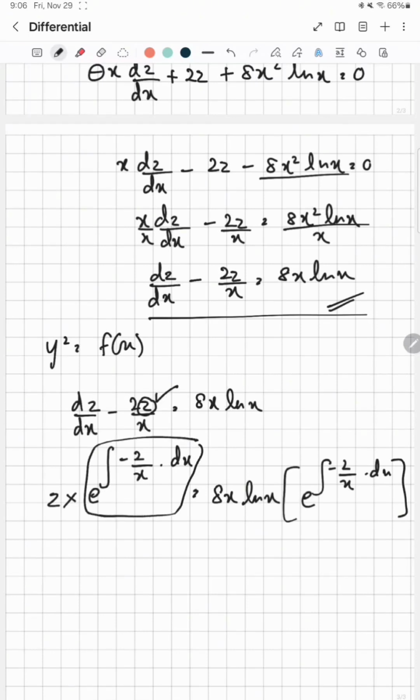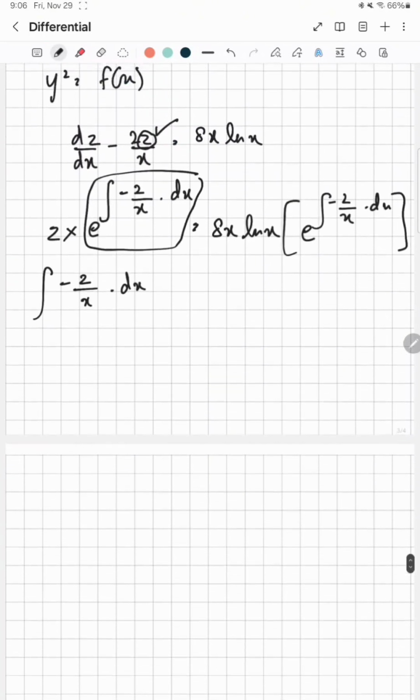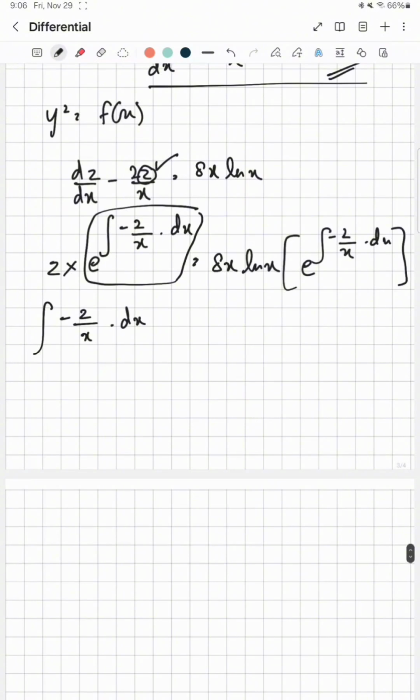That's what we should focus on. Let's ignore the e for now. All you have to integrate is minus 2 over x. The integration of 1 over x is ln x, so this is minus 2 ln x. You can write this as ln x to the power minus 2, or you can also write it as ln of 1 over x to the power 2.